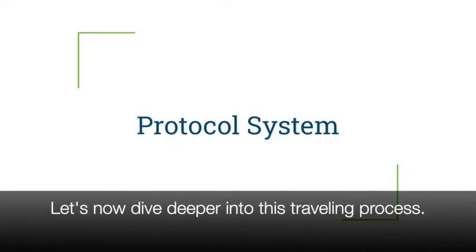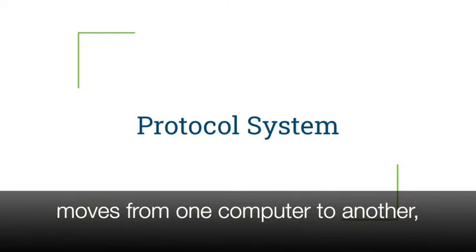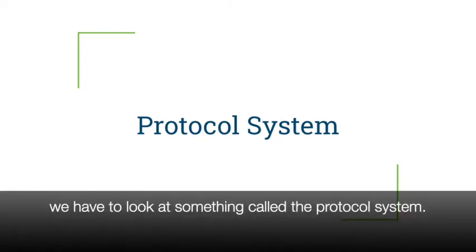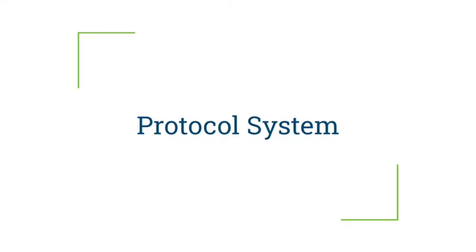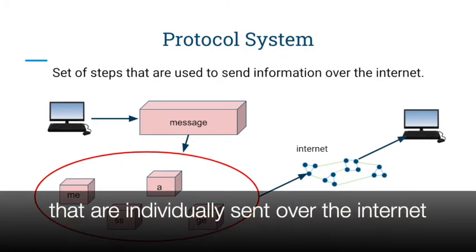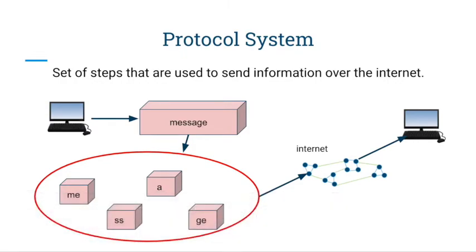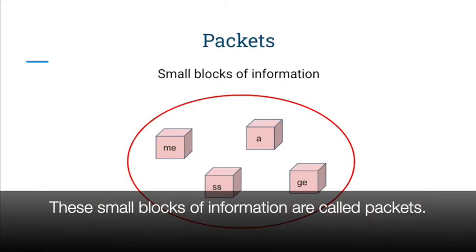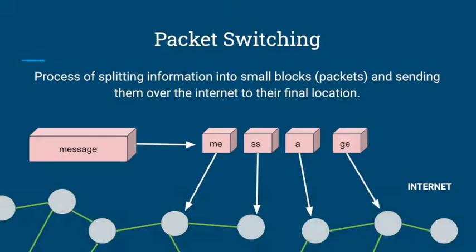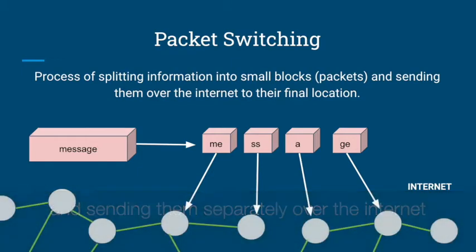Let's now dive deeper into this traveling process. To understand how the information itself moves from one computer to another, we have to look at something called the protocol system. The protocol system is a set of steps used to send data over the internet. These steps essentially involve splitting information into small blocks that are individually sent over the internet to their final location. These small blocks of information are called packets. The process of splitting information into packets and sending them separately over the internet is called packet switching.